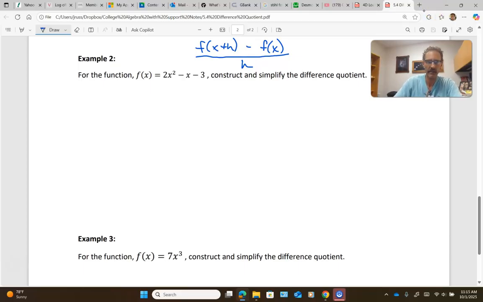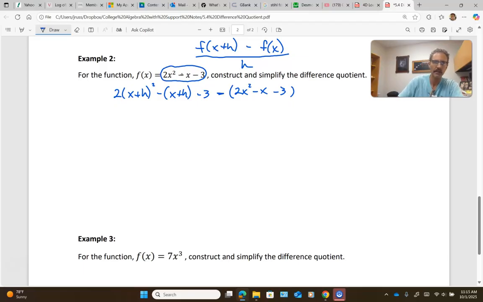So I'm going to go ahead and set up the function. I'm going to take x plus h and plug it in for the x's in my function. So I'll have 2 times x plus h squared minus x plus h, and then a minus 3. Drop down the minus that's in my difference quotient and then plug in f of x. Well, it's this quadratic function, 2x squared minus x minus 3. And then again, technically this is all over h.